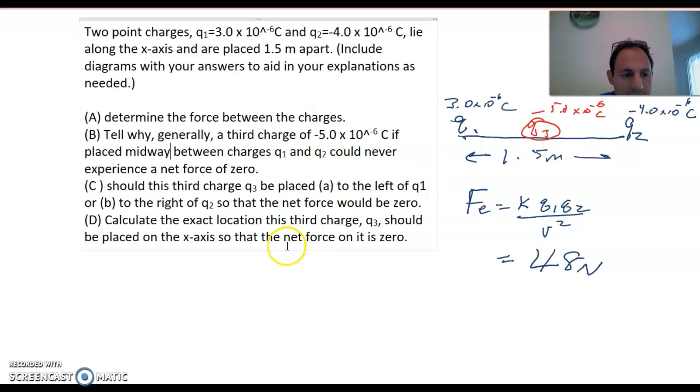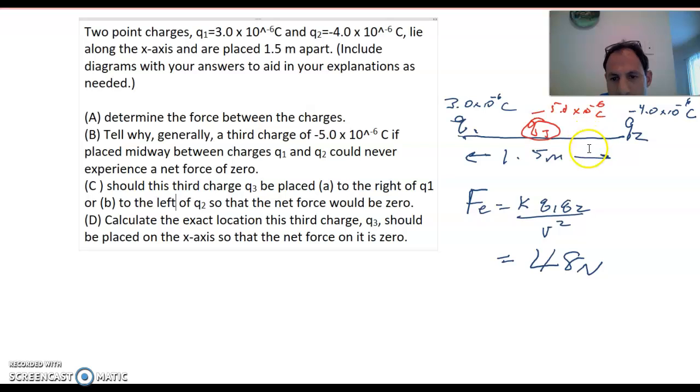Okay? So the question is, C, should the charge Q3 be placed to the left of Q1 or to the right of Q2 so that the net force would be 0? Okay, so I think we need to make another correction here. So the charge Q3, we should be saying to the right of Q1. Again, I just copied this question from somewhere else. Or to the left. Okay, so that looks better.